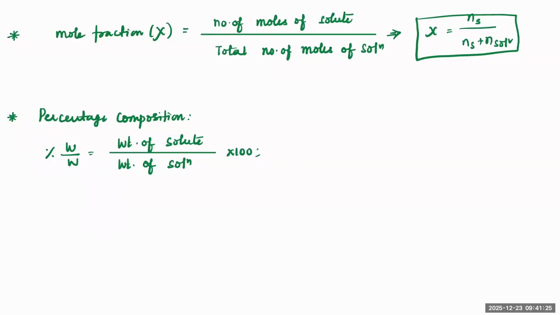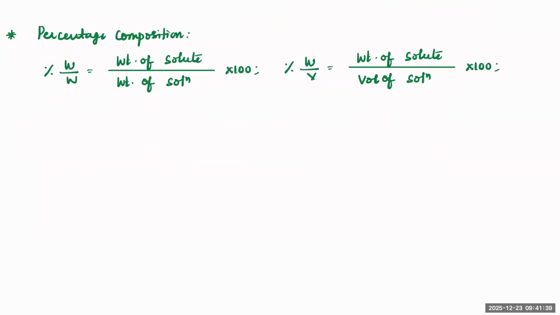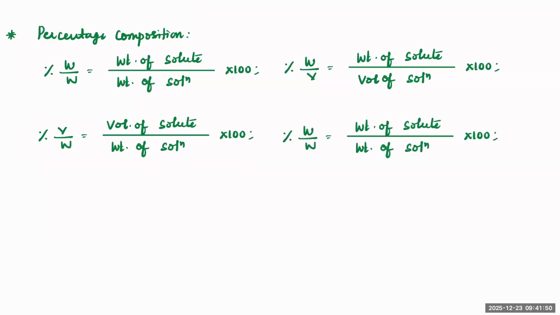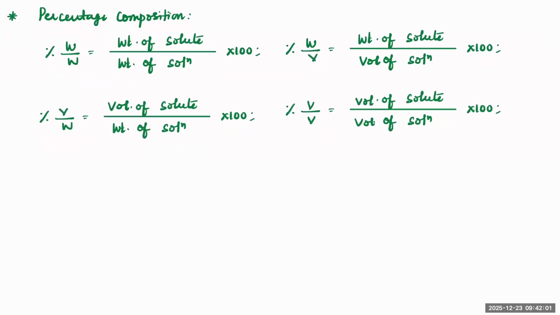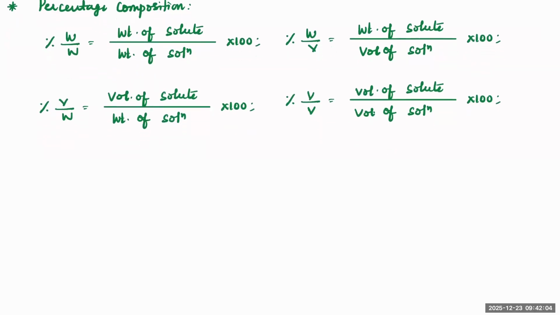Similar logic we'll be adding for percentage weight by volume. So here it is the weight of solute upon the volume of solution. And likewise, we'll be adding volume by weight, which is the volume of solute upon the weight of solution. And finally, percentage volume by volume, which is the volume of solute upon the volume of solution into 100. Okay, beta. These are the percentage compositions.